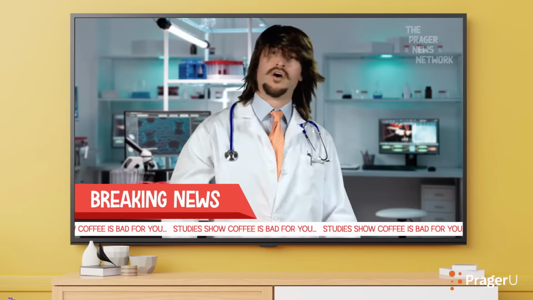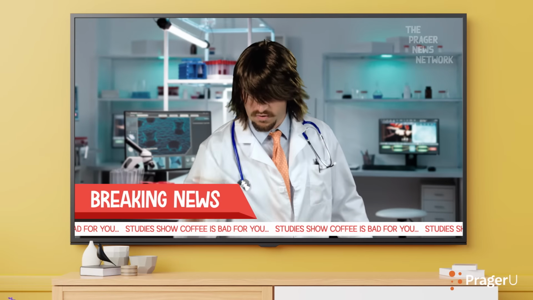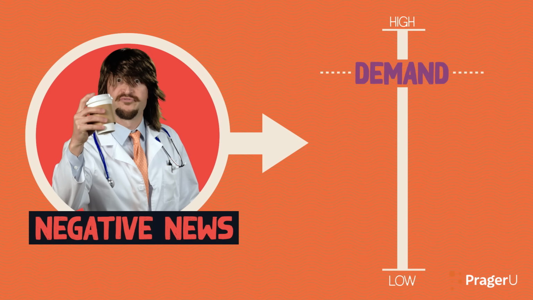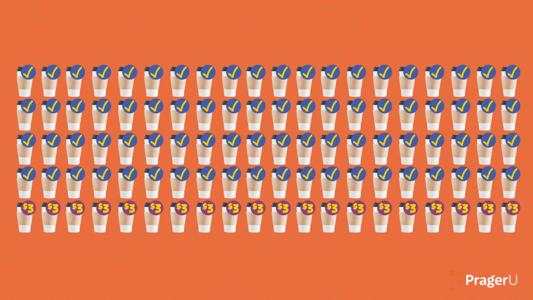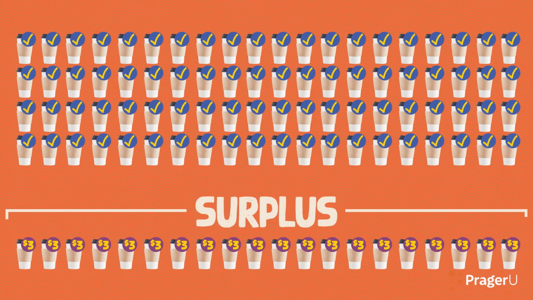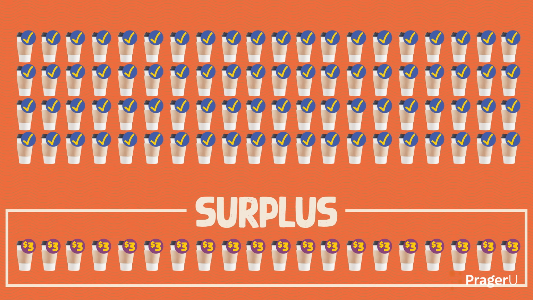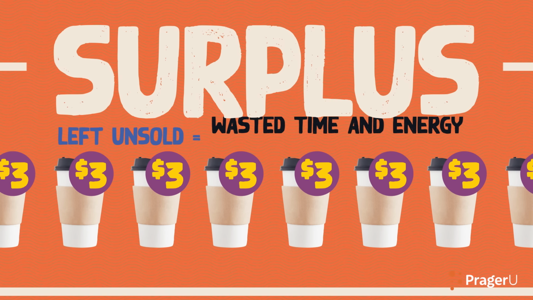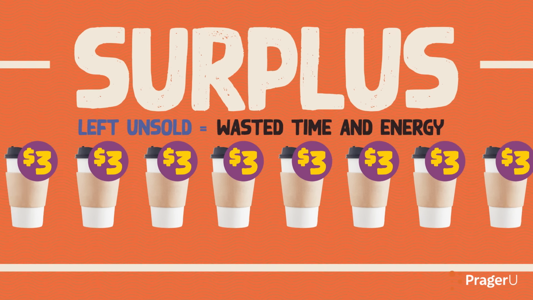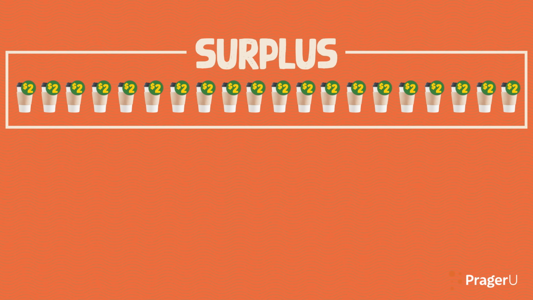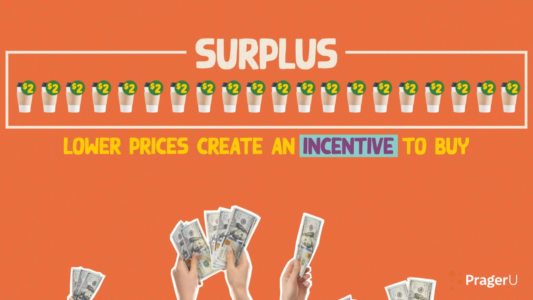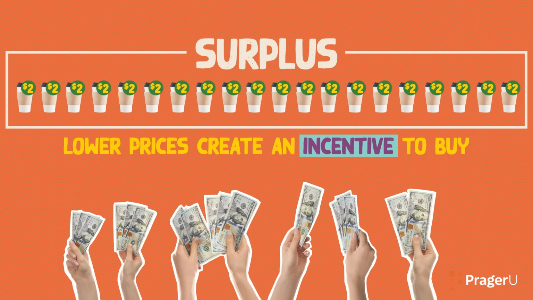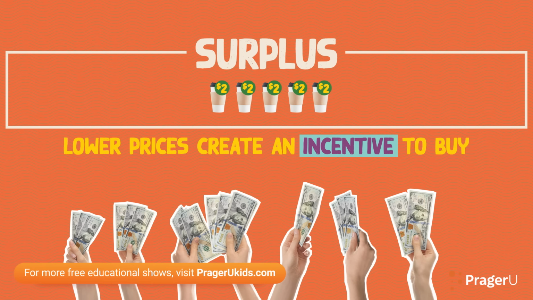For example, news broke that coffee is bad for you. This negative news reduces demand, so now only 80 cups are selling at $3. There's more supply than there is demand, also called a surplus. In order to clear the surplus, which left unsold is wasted time and energy, you could reduce the price to $2 each. Since lower prices create an incentive to buy, the demand from customers could rebound, resulting in more cups being sold and reducing the surplus.